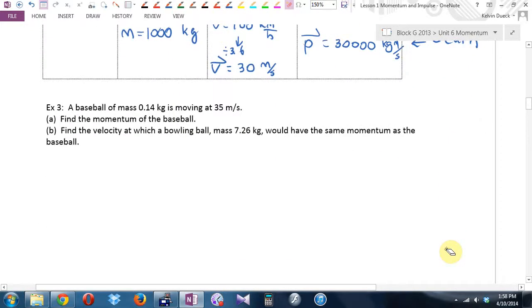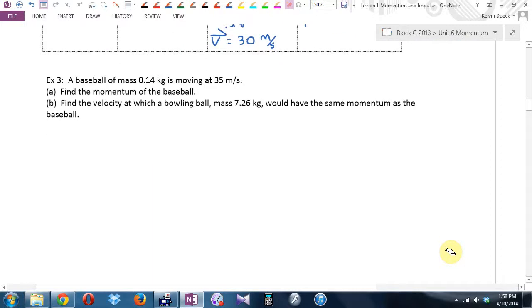Oh, you know what? I did Google the mass of a baseball. Nobody bothered looking down at the next question? Apparently a baseball has a mass of 0.14 kilograms. It's moving at 35 meters per second, about 70 miles an hour. This is a change-up or a slow pitch. Okay? A says, find the momentum of the baseball.